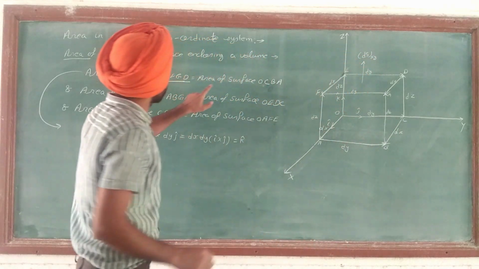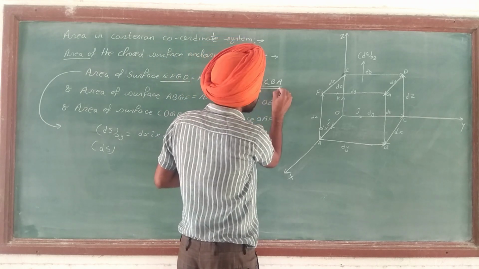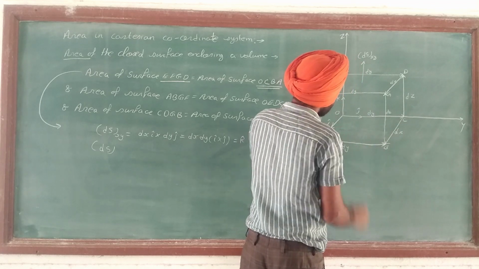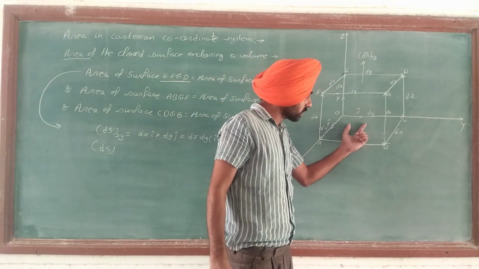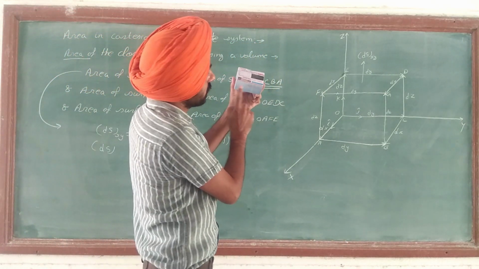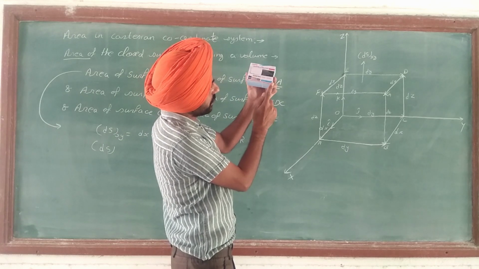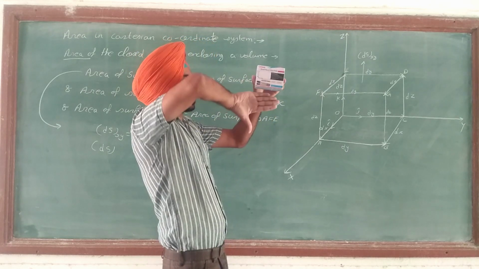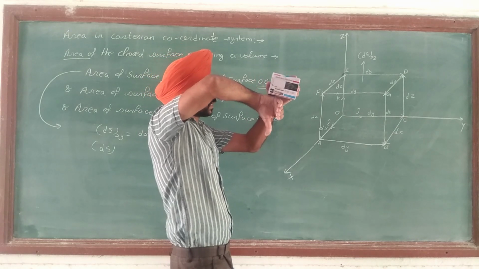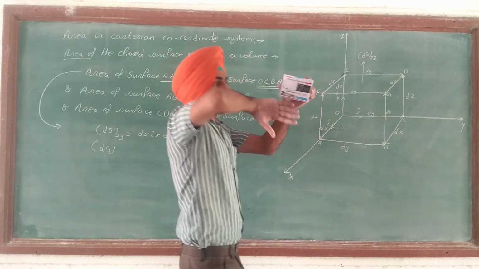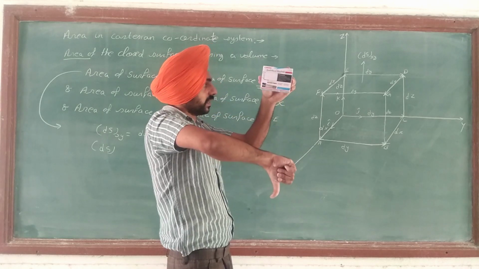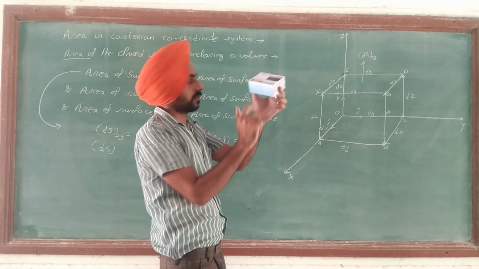That means we are calculating the area OCBA. So we have to choose in such a way that the area vector should point in the downward direction. So this is the face OCBA. I have to choose in such a way that the area vector should point in this direction. So I have to rotate my fingers from dy to dx, in this way, the area vector should point in the downward direction, normal to this surface.